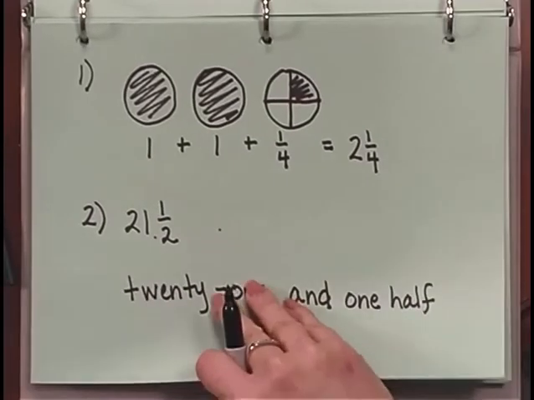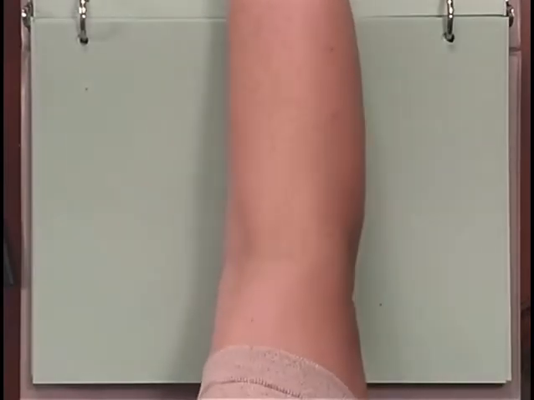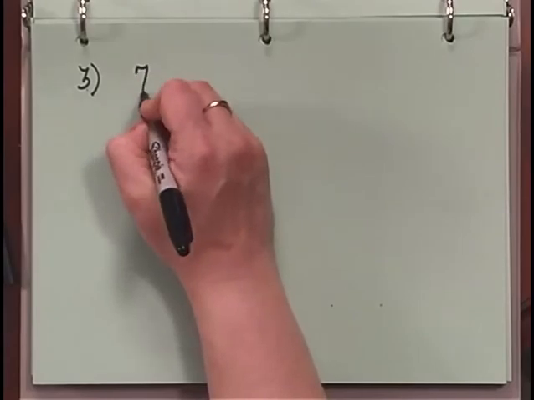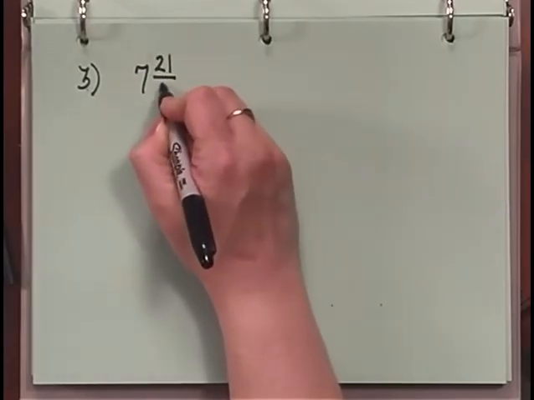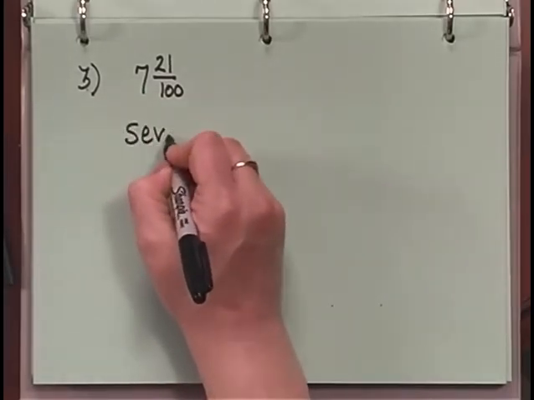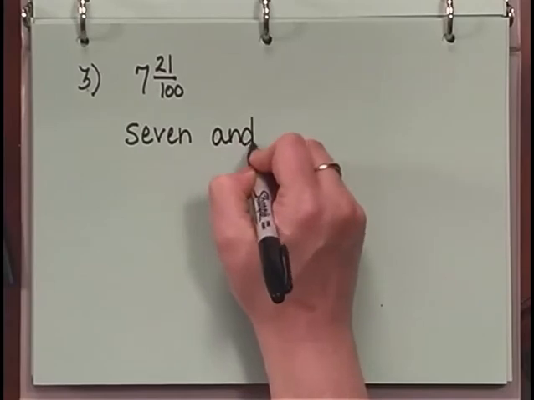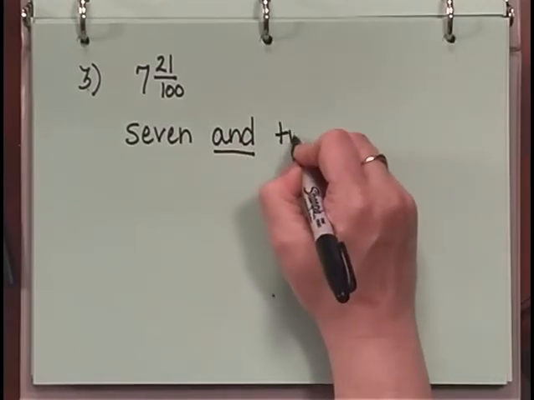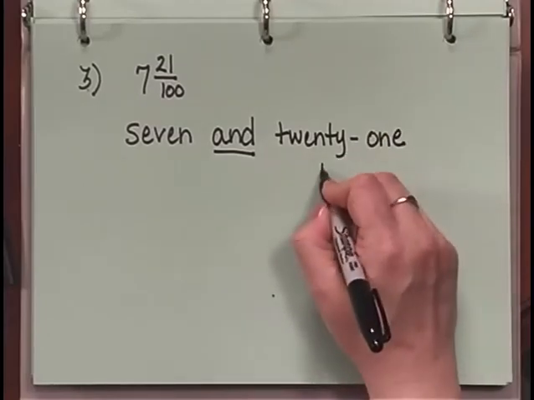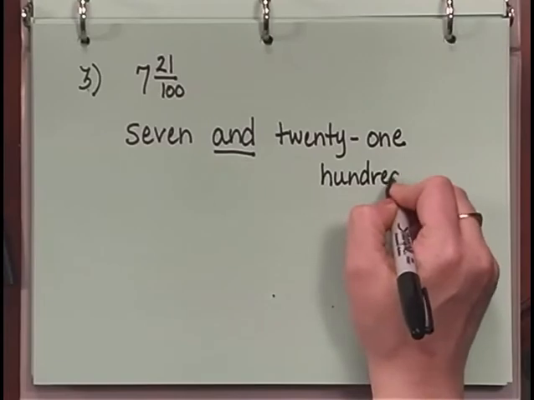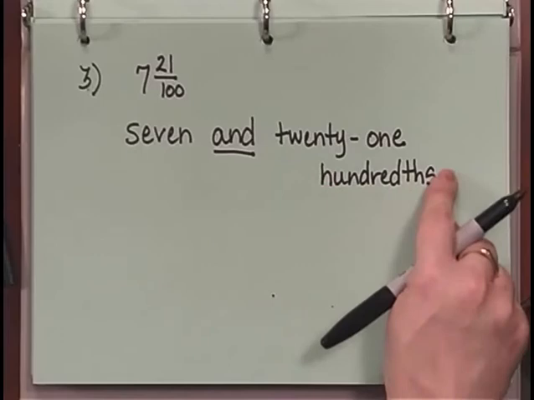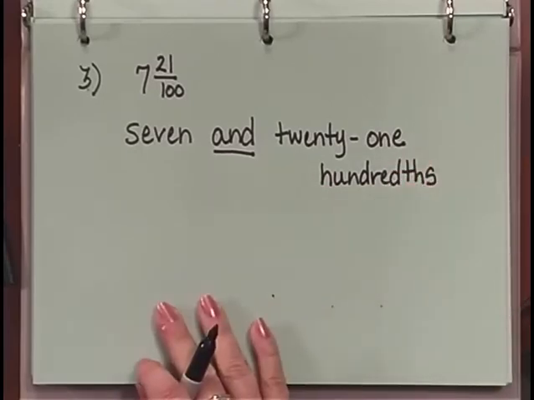Okay, so look at example 3. Again, we're asked to use words to write a number. And the number we're given is 7 21/100, 21 hundredths. So this would be 7, and, insert the word and, 21 hundredths. Now, to spell hundredths, we put 100 down and then just add a THS.